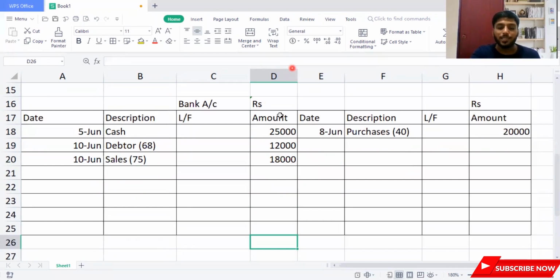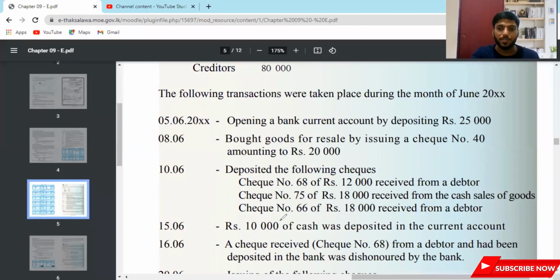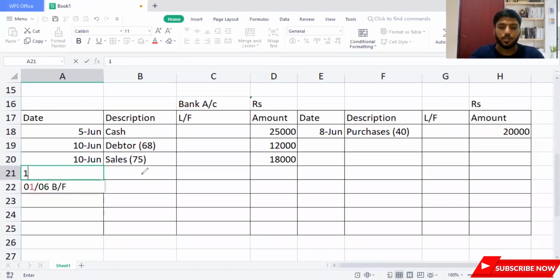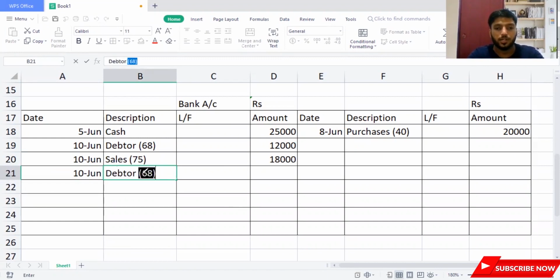Then we have check number 66 of rupees 18,000 received from a debtor. Again another check, but this check number 66 we are receiving from a debtor. So I'm going to write the date, the same date. I'll write check number 66, but it's a debtor. So I'll write debtor 66.